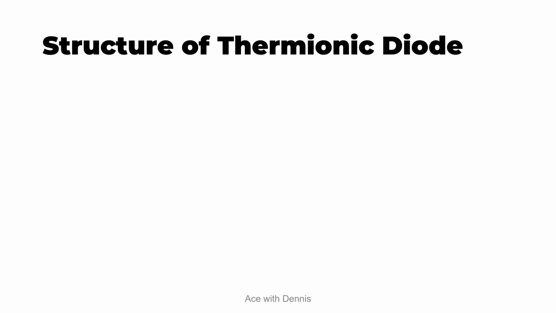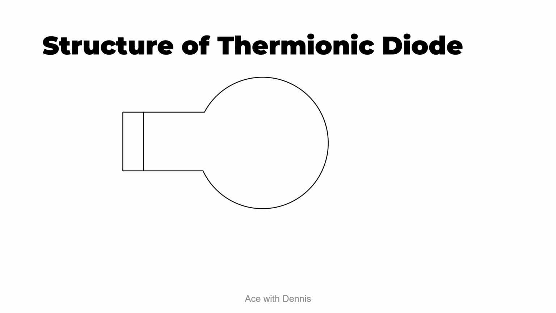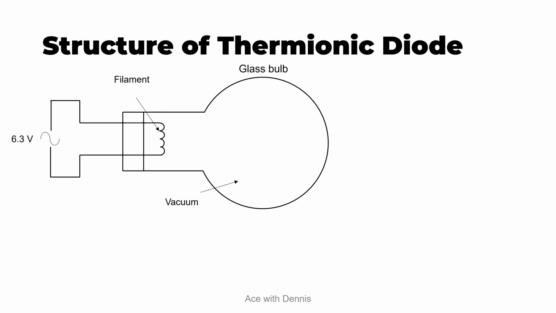Let's study the structure of the thermionic diode. First, we start with a glass bulb. Inside the glass bulb is a vacuum. At this end of the glass bulb is a filament, where this filament is connected to an AC voltage supply of about 6.3 volts. Hence, this filament is heated and a cloud of electrons is formed around the filament, where this cloud of electrons is invisible. Now, this filament is the cathode or the negative terminal.